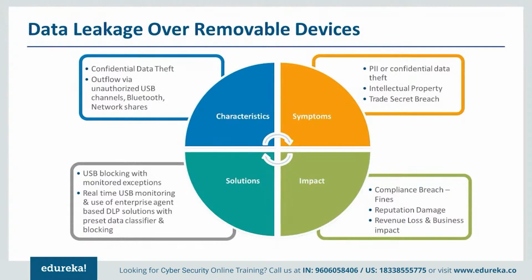This slide gives you how the data is getting lost, how the data is getting leaked on a removable device. The characteristics show what the ways are: unauthorized Bluetooth channels, Bluetooth network, or network shared devices. Uncontrolled access to those channels will obviously lead to data loss or data theft. The confidential data might go beyond the control of the company. What are the symptoms? Your personally identifiable information and your confidential data are getting stolen, and any intellectual property belonging to your company will no longer be yours if it's in the hands of other people. Trade secrets obviously will not be secret anymore when they go public.